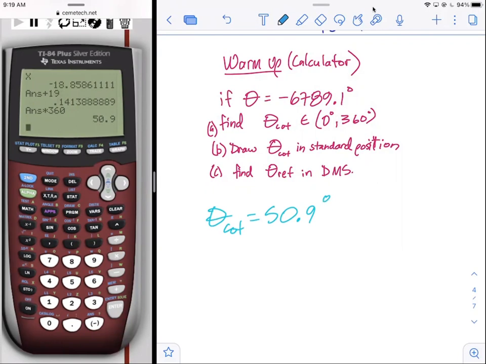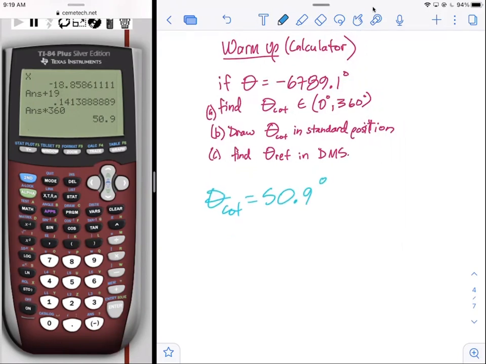Okay. Now let's sketch that. 50.9, kind of a bad angle to choose, but an easy one, I should say, right? That's in quadrant 1. So that's not only the coterminal angle, that is also the reference angle. Yeah, there you go. They're the same.